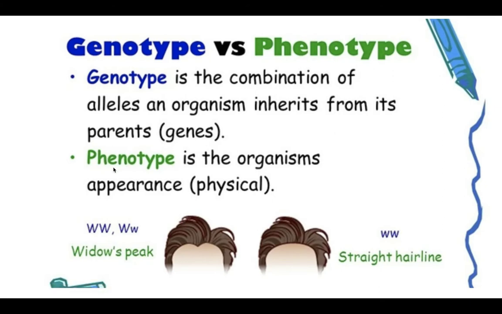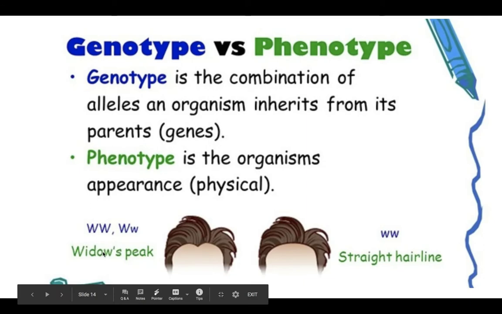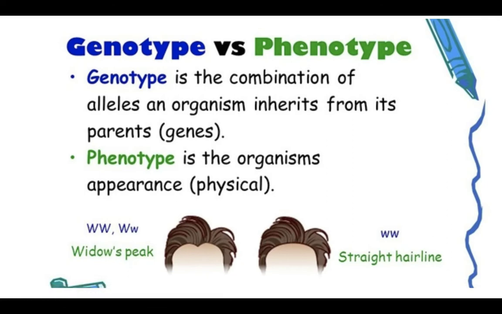So now we get to the phenotype. The phenotype is the actual appearance, the physical characteristic or the physical expression of that genetic combination. So in this case, the phenotype would be having a widow's peak. And in this case, the phenotype would be having a straight hairline. So phenotype is the physical characteristic. That's why we have PH for physical, and then we have GEN for genes. So it's a good way to remember.